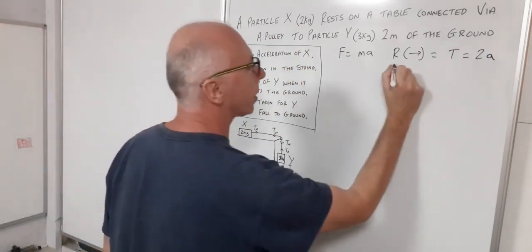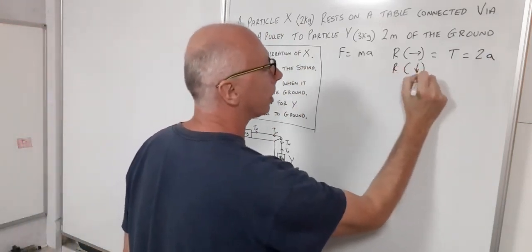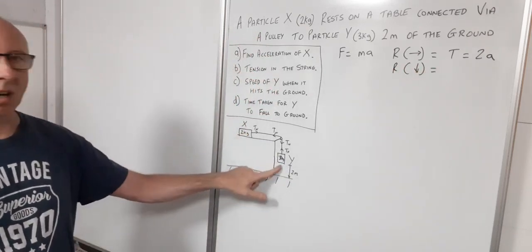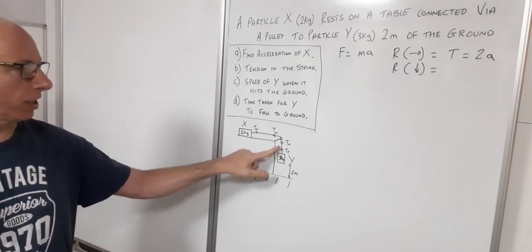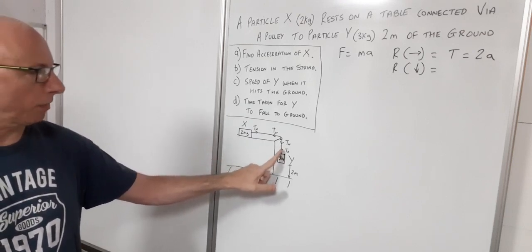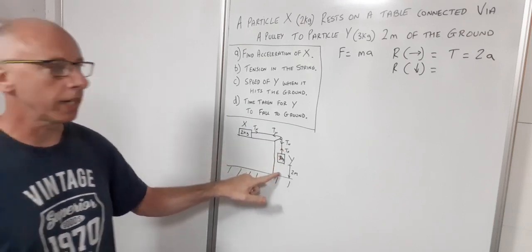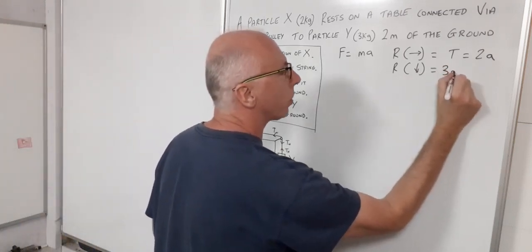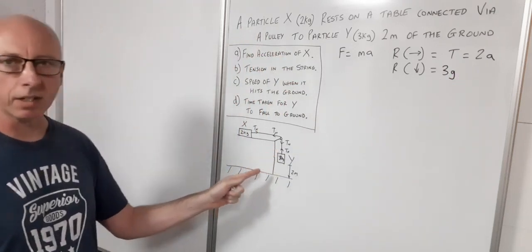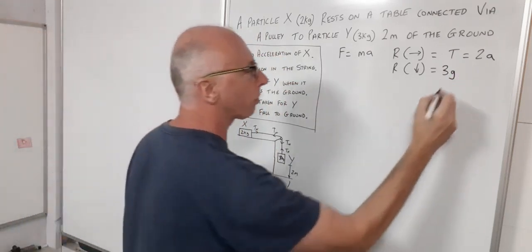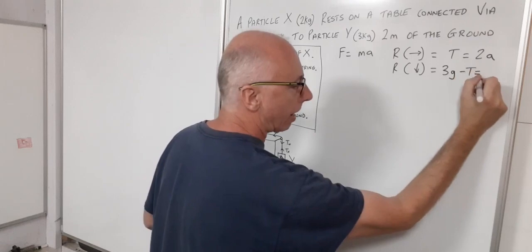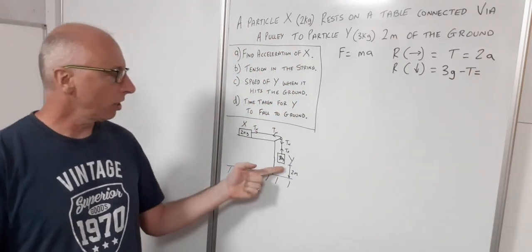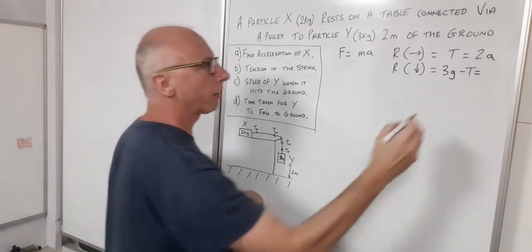Now resolving vertically down. Now what we'll have here now is the weight of this minus the tension in the strings, because the tension will be going up here from the box, but the box is going down. So now we're going to have 3 times the force of gravity. So gravity will be acting on the box. So 3 times the force of gravity minus the tension. That will equal the mass times the acceleration. So that's 3 times the acceleration.